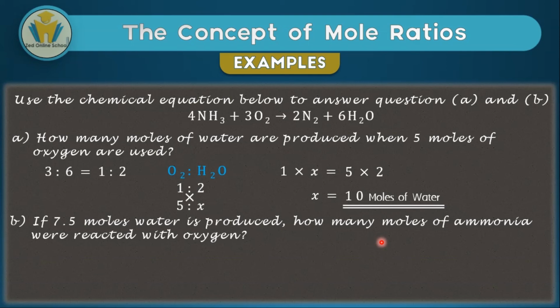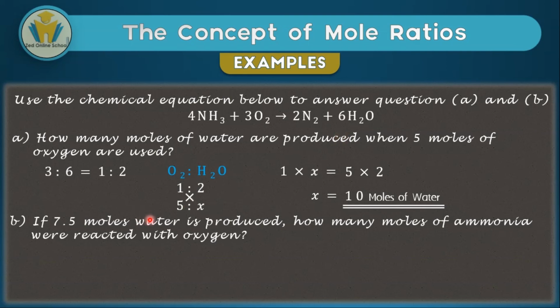In B, we've been asked that if 7.5 moles of water is produced, how many moles of ammonia were reacted with oxygen? As you can get from the wording of the question, we're finding the moles of ammonia. How many moles of ammonia were reacted with oxygen? What we've been given here is the moles of water.